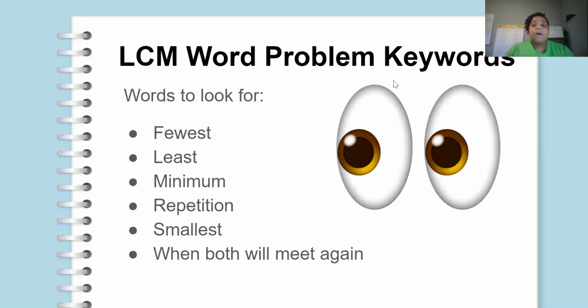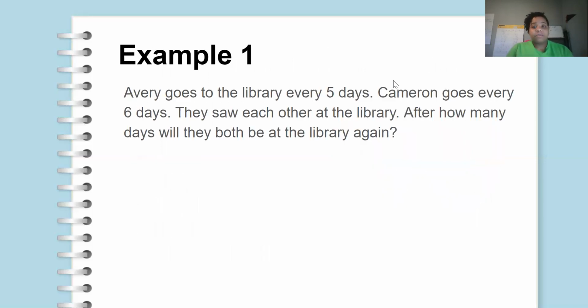Well, since we're talking about word problems, we need to know some key words to look for in our sentences. Words such as fewest, least, minimum, anything that requires repetition, smallest, when something will happen, or when some people will meet again. So let's look at our first example. It says Avery goes to the library every 5 days. Cameron goes every 6 days. They saw each other at the library one day. After how many days will they both be at the library again?